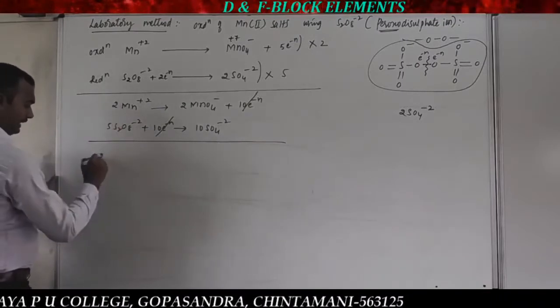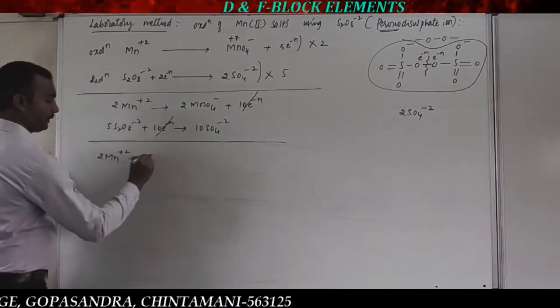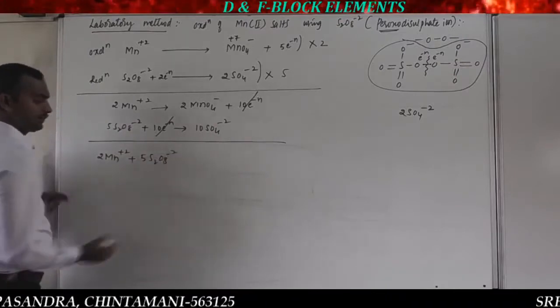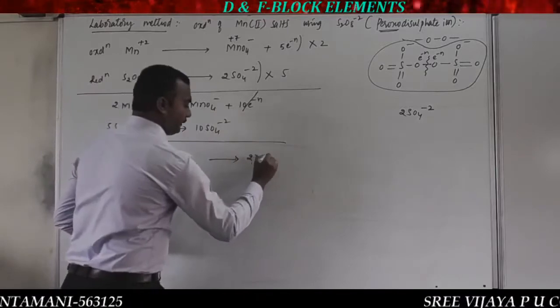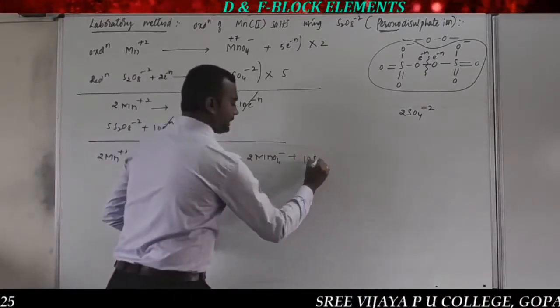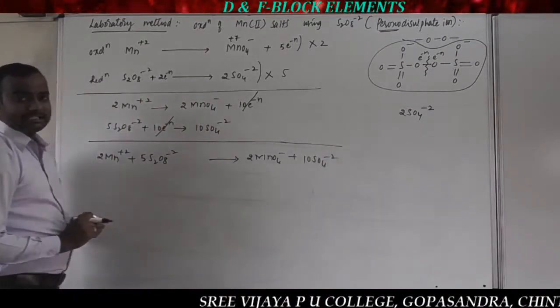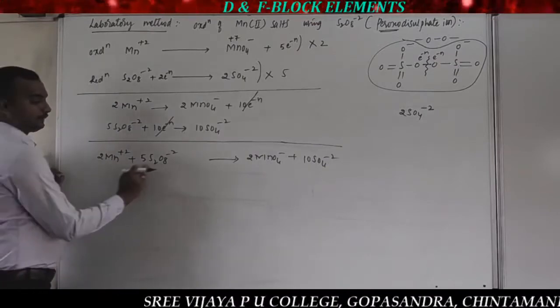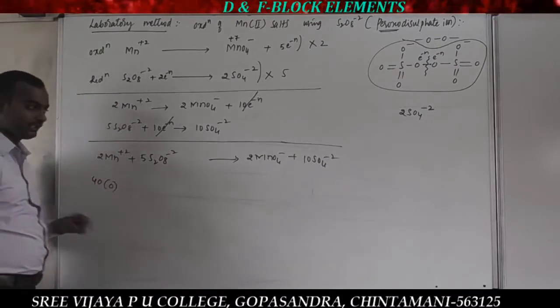So what is the equation? 2Mn2+ plus 5S2O8 2-. What remains is 2MnO4- plus 10 sulfate ions, 10SO4 2-. Now the oxygen is imbalanced, observe. 5 times 8 is 40, so there are 40 oxygens, 40 oxygens.